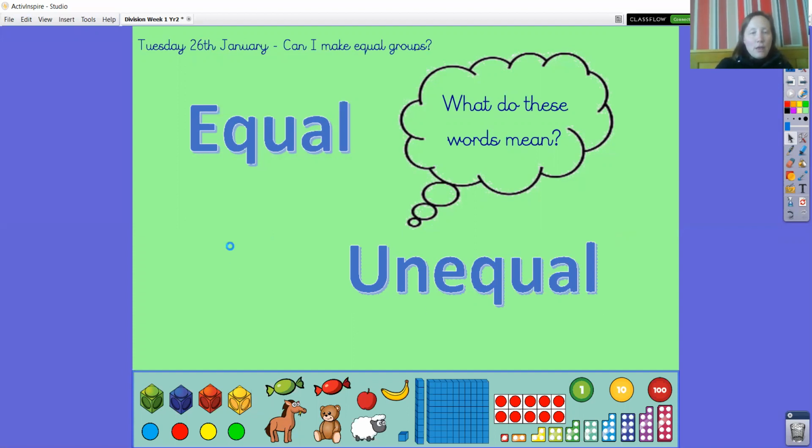Okay, so if we were making equal groups, equal just means you've got the same. It means the same amount. So here is one group and here is 2 groups. They are equal groups. And if I did unequal, I could have 2 in that one, but this one would be unequal because there are 3. So we're going to be thinking a lot today about these equal groups.